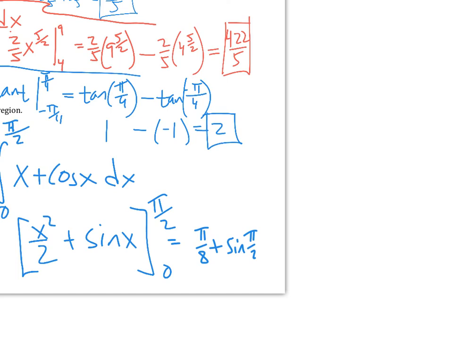Okay. And minus, if you plug in 0, we get 0. Sine of 0 is 0. So minus 0 there. And that's about it. So we end up with, oh, you know what? I forgot to square this. So this is going to be pi squared over 8 plus 1. And that's it. We'll leave it there. All right.